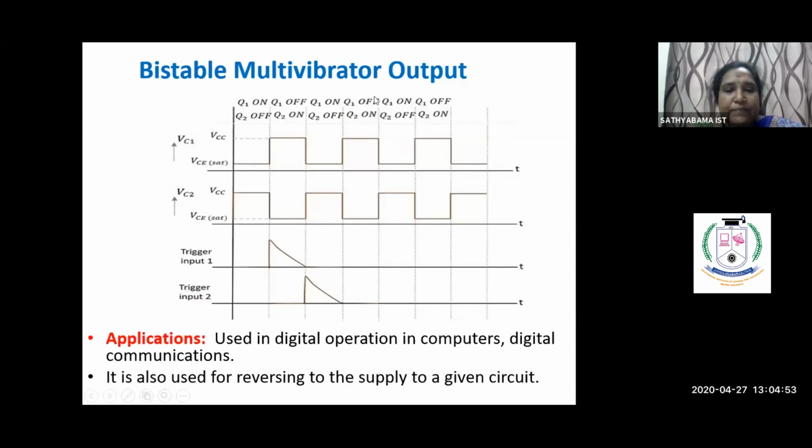And the applications: it is mostly used in digital operations in computers and digital communication, and it is also used for reversing the supply to a given circuit. Okay, and this is the application of this bistable multivibrator output.